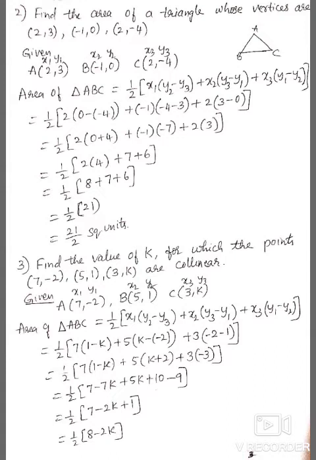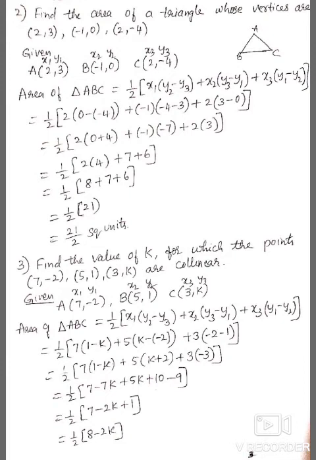The area of triangle ABC is equal to half of [x1(y2 − y3) + x2(y3 − y1) + x3(y1 − y2)]. Now substitute the values. x1 is 2, y2 is 0, y3 is −4, x2 is −1, y3 is −4, y1 is 3.